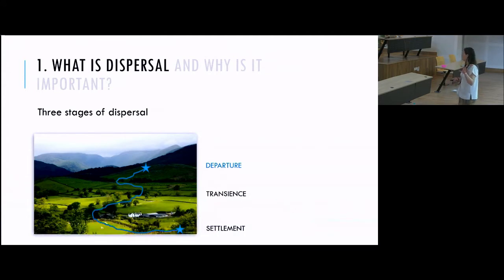It's a decision, but I'm also talking about dispersal of things that are dispersed passively by wind or by water or by other animals, because in any of those stages, there might be traits that facilitate departure, transience, or settlement in different types.